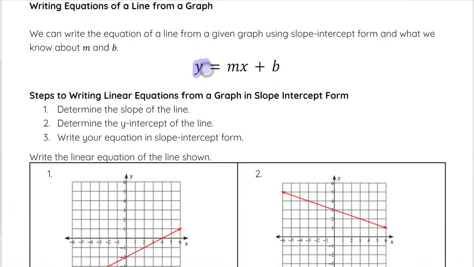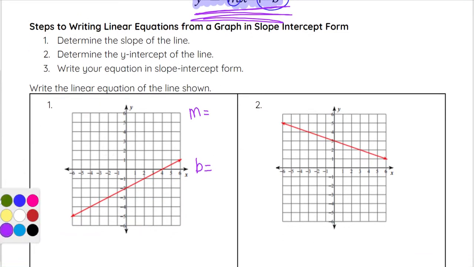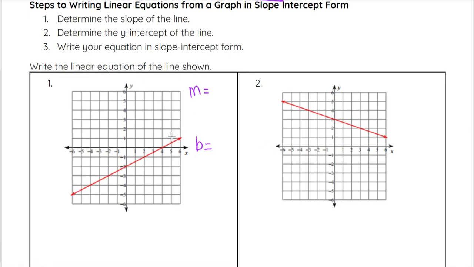As a reminder, slope-intercept form is y equals mx plus b, and remember that m represents the slope of the line and b represents the y-intercept of the line. When we are writing the equation of a line in slope-intercept form, we need two things. We need m, which is our slope of the given line, and we need b, which is the number where the line crosses the y-axis, the y-intercept. Once we have those, we can put them into y equals mx plus b, and we have our equation. So looking at number 1, we have a line here in red.